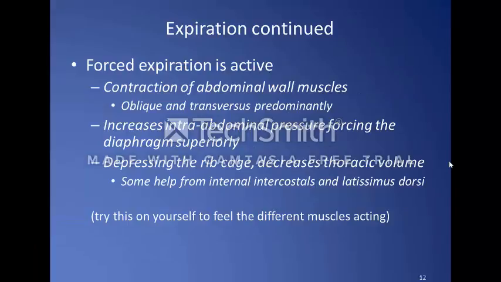Forced expiration is an active process which requires contraction of the abdominal wall muscles, leading to an increase in intra-abdominal pressure. This forces the diaphragm superiorly. The rib cage is depressed, thus decreasing the thoracic volume. It may be helpful if you try to do a forced exhalation in order to feel the different muscles acting in this process.